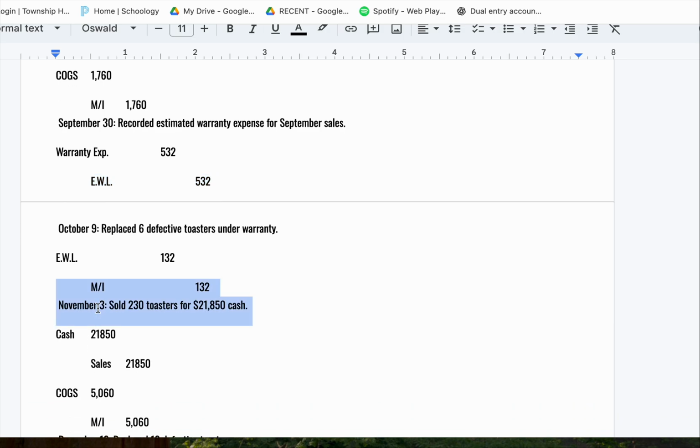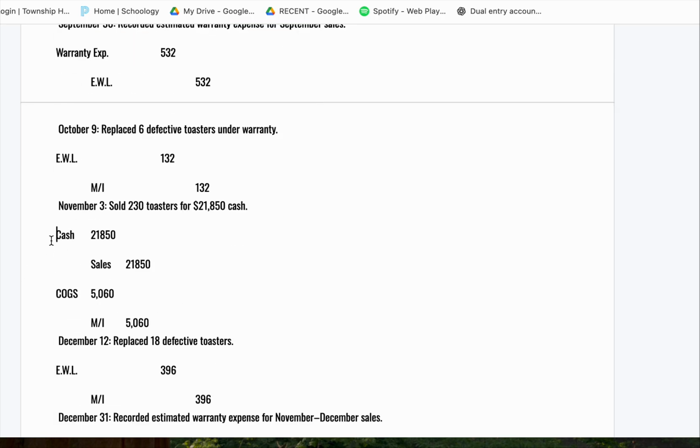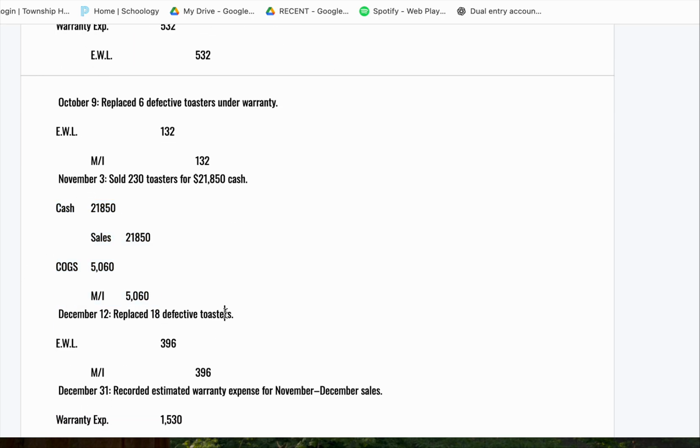Then in November, we sold 230 toasters for $21,850 cash. So once again, that's the transaction there. We replaced some more toasters. Debit to estimated warranty liability, credit to merchandise inventory. 18 times 22 is 396.